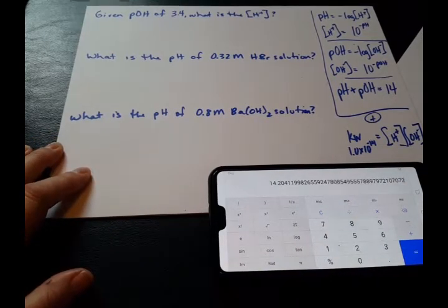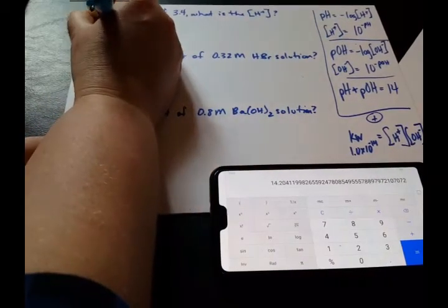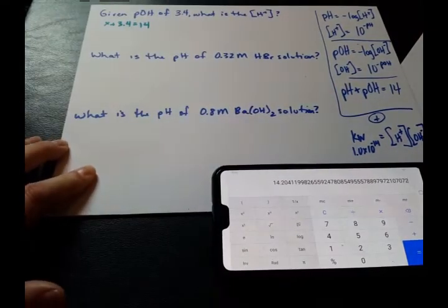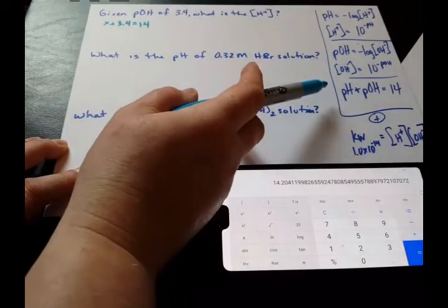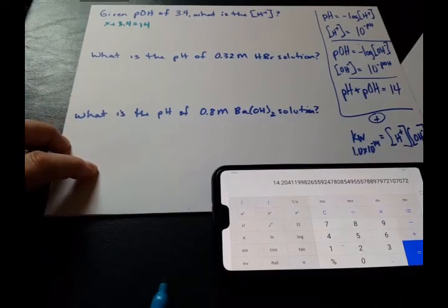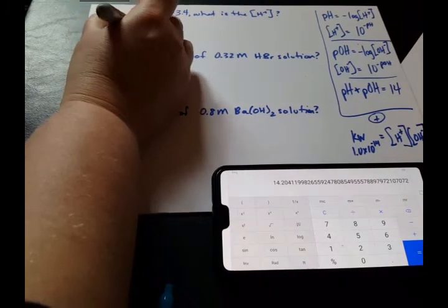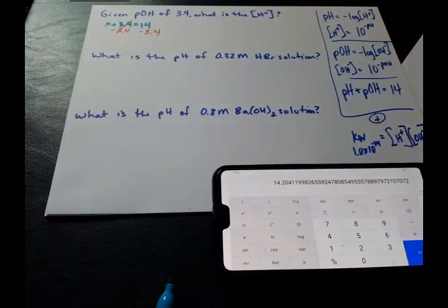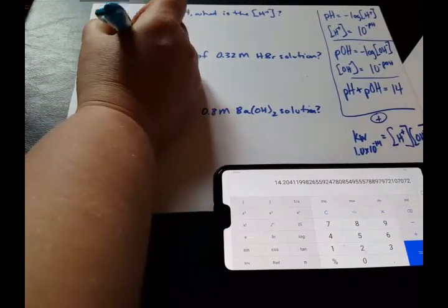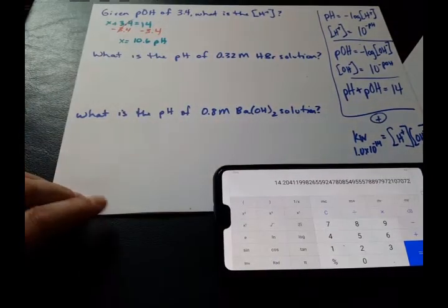So with a pOH of 3.4, if we add together the value on the pH scale and the value on the pOH scale, they should equal 14. So we're trying to get that value for pH. We'll just subtract 3.4 from both sides. So 10.6 is the value for our pH.